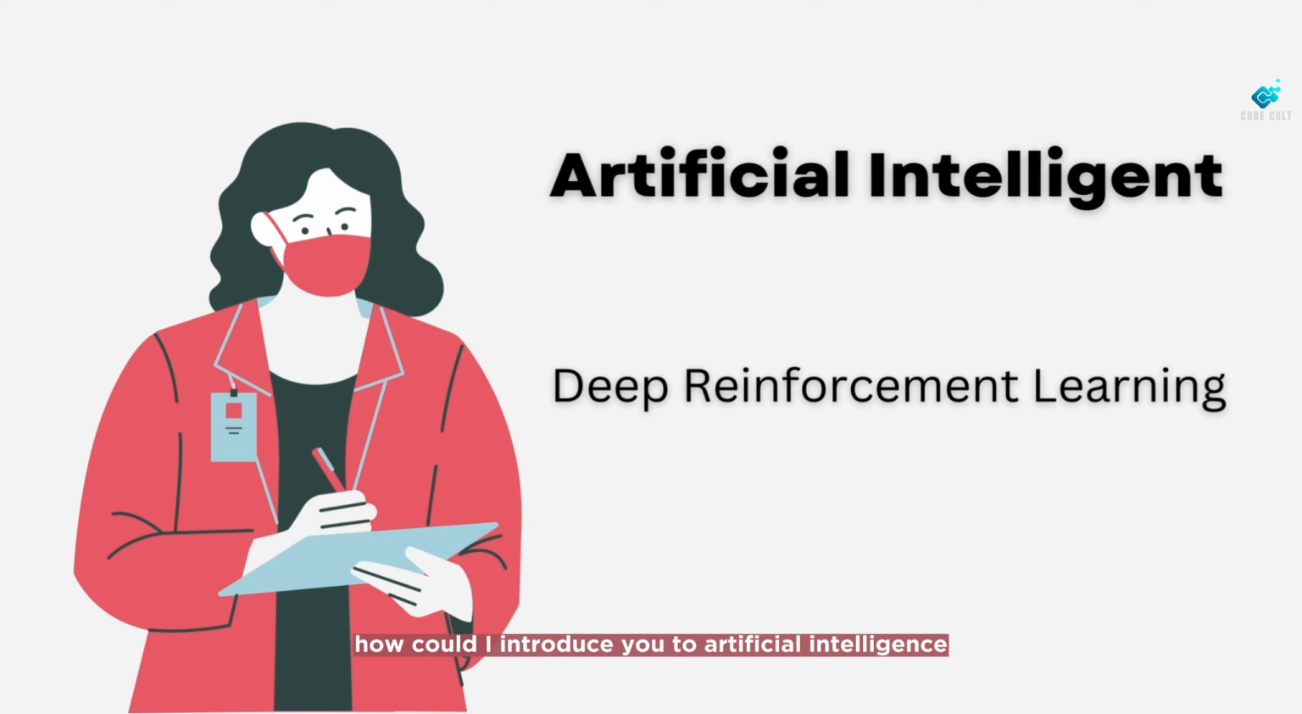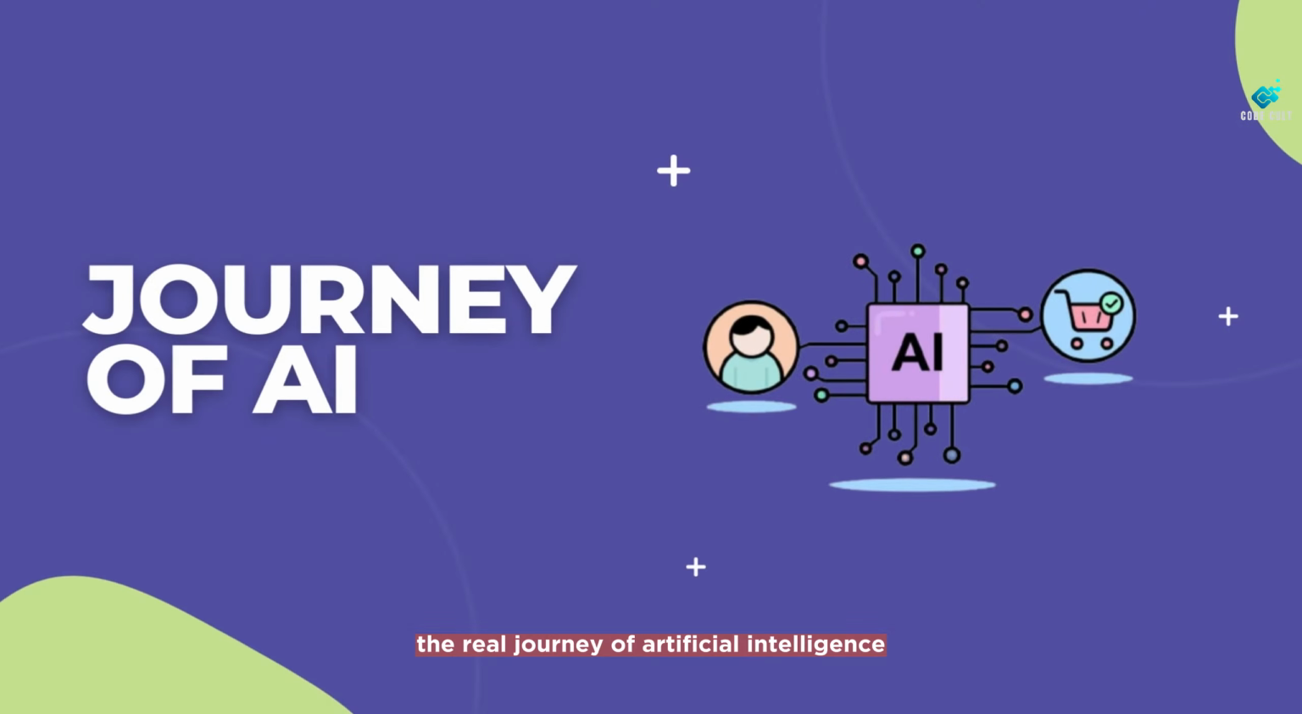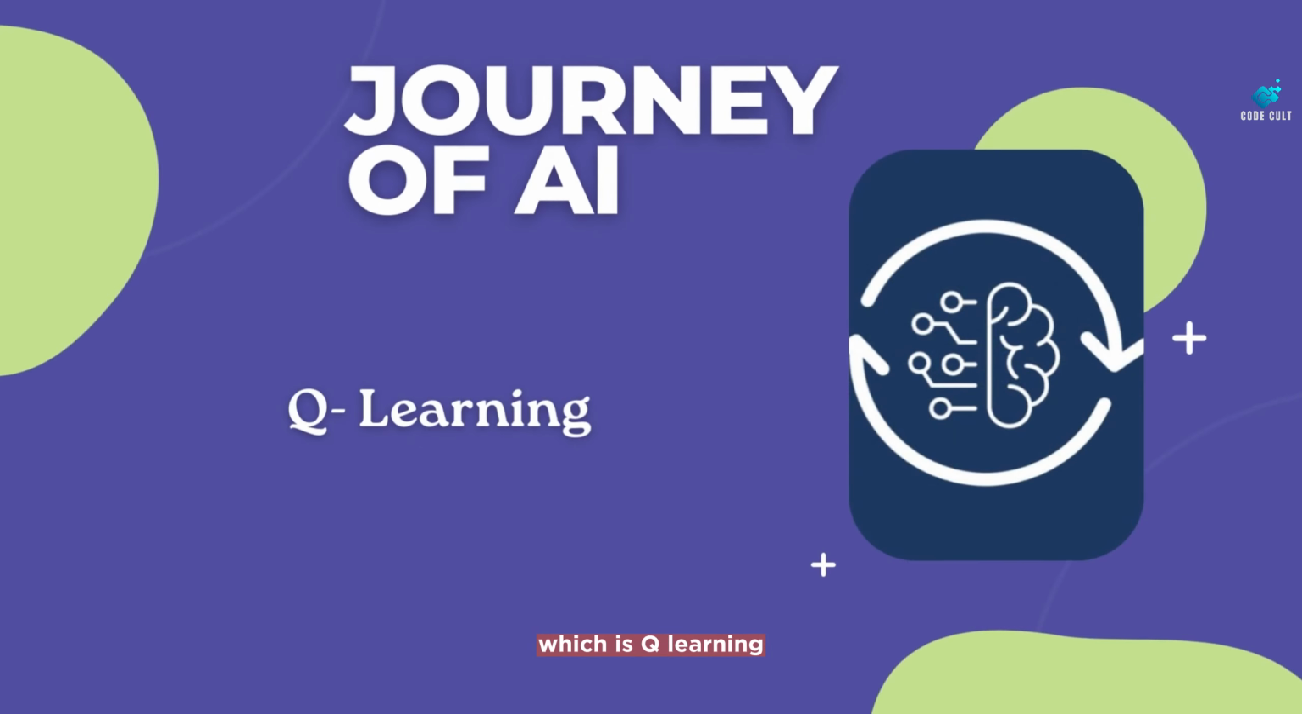So how could I introduce you to artificial intelligence? The real journey of artificial intelligence comes in several steps. First of all, you're going to start with the basics of artificial intelligence, which is Q-learning. That's artificial intelligence without any deep learning, without any brain. It's like a combination of mathematical equations, still based on this trial and error process, with good and bad rewards, but without any brain executing the actions. And that's the first step. You need to understand Q-learning really well.